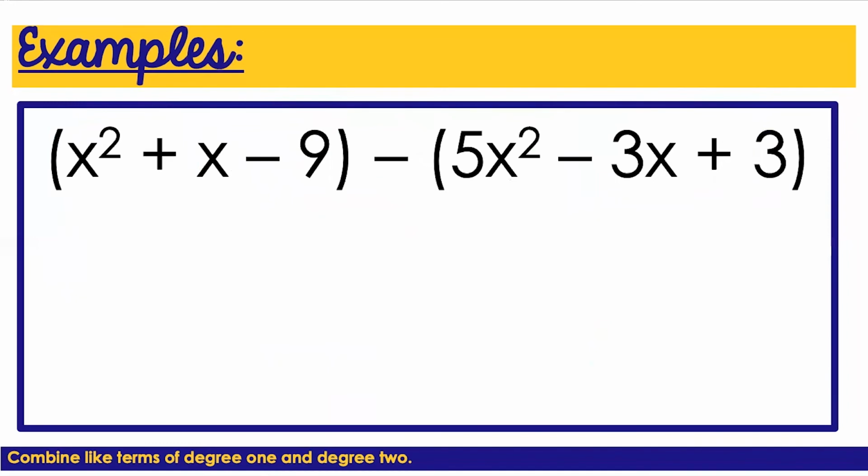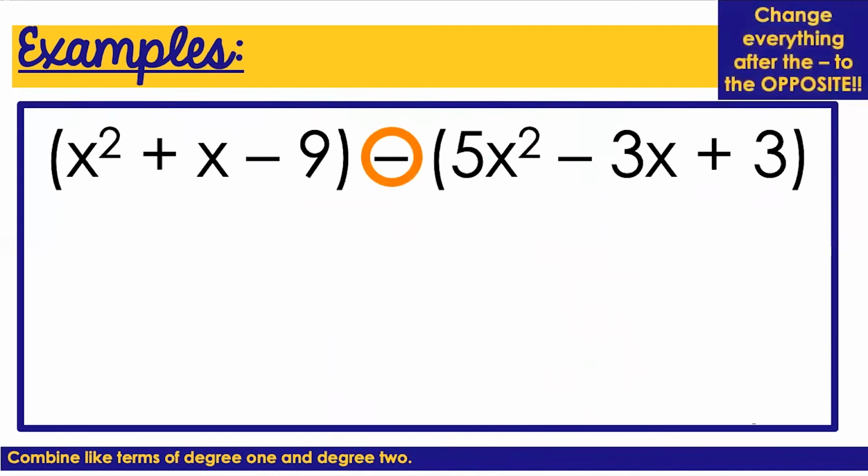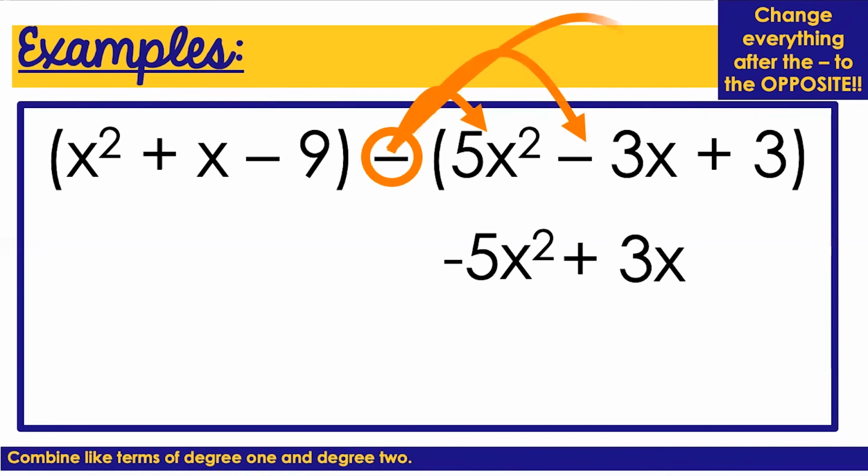Last example, this one has a minus in the middle. So that's going to pop up to draw their attention to that because it's a special circumstance. When you have a minus in the middle, you have to change everything after the minus to the opposite. If they've already learned distributive property, you can kind of reference that and say that basically you're distributing a -1 to every term inside that second set of parentheses. So here, originally that 5 is positive. It's going to change to -5x squared. Here, the 3 is negative, so now it's going to change to a plus 3x. And here, this 3 is positive, so it's going to change to a -3.